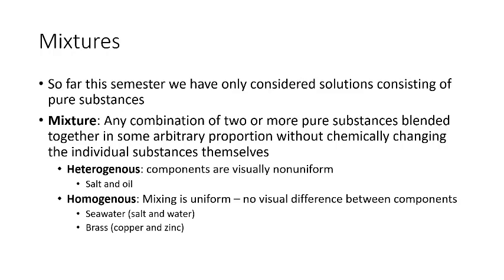Or it could be homogeneous, which is where the mixing is uniform, so there's no visual difference between the individual components. Examples of some homogeneous mixtures are seawater, where you have salt dissolved in water, or brass, which is two different metals, copper and zinc, together. With these mixtures, the important thing to note is that you're not physically changing the chemical makeup of the individual materials that you're mixing together. You're only just mixing them together.